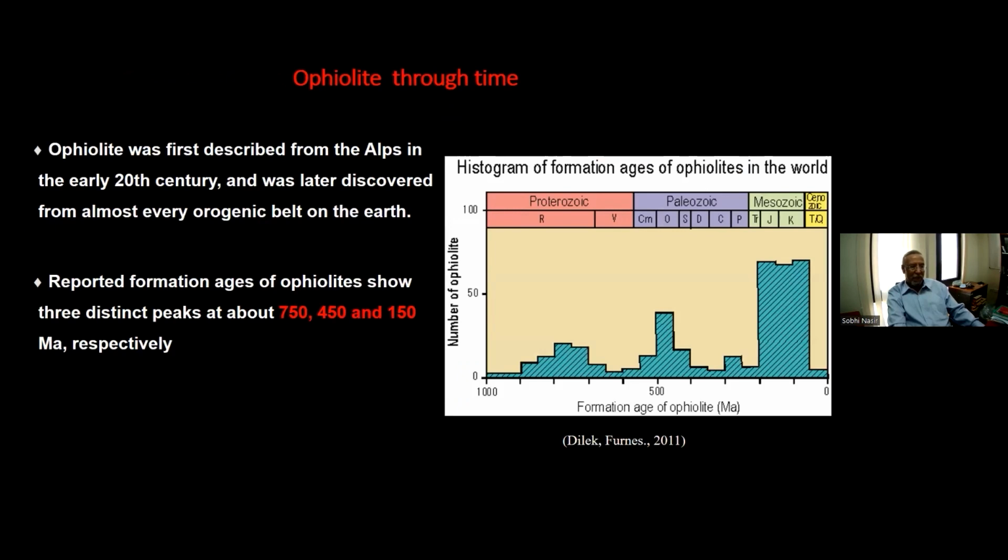Now, through time, ophiolite was first known and described from the Alps in the early 20th century, and was later discovered from almost every orogenic belt on the earth. And we have three major pulses of ophiolite through history, from the Neoproterozoic to the Cenozoic. So we have the main pulses occurring at 750 million years in the Neoproterozoic, and then 450 million years in the Paleozoic, and 150 million years in the Mesozoic. So we have a gap of around 300 million years between each pulse.